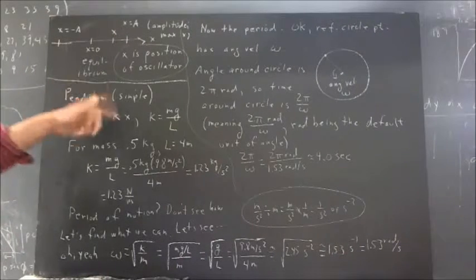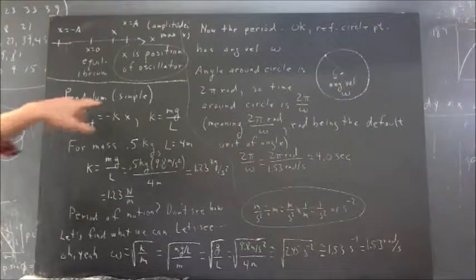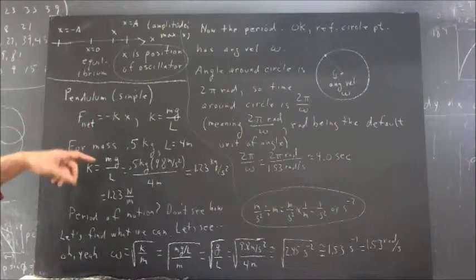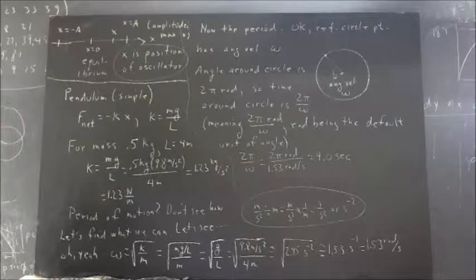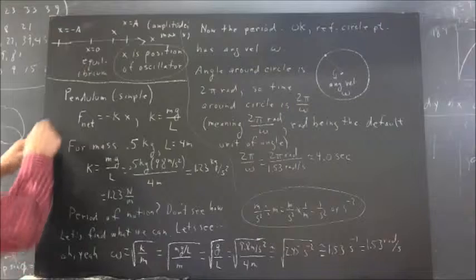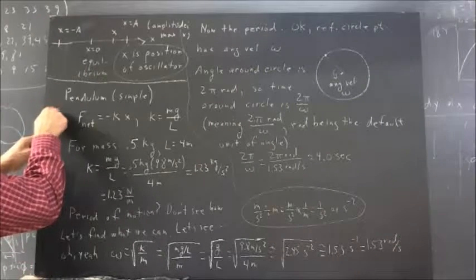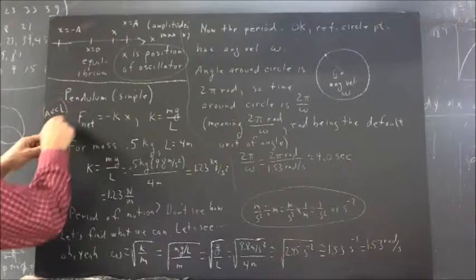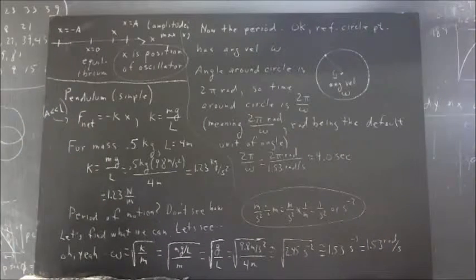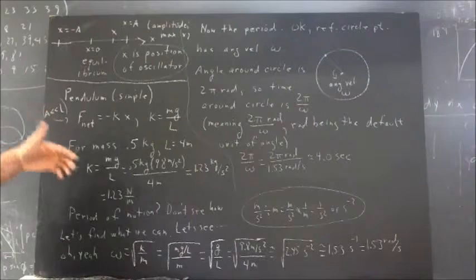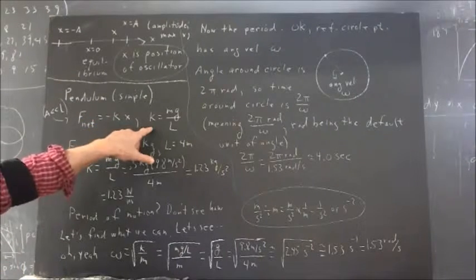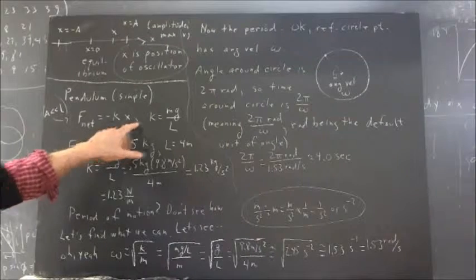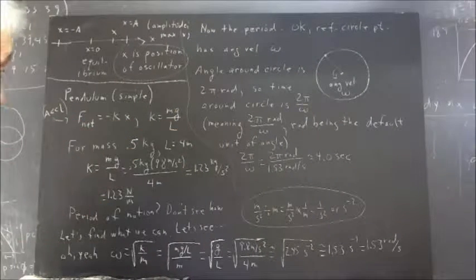Our first problem involves a simple pendulum. Now, we know that a simple pendulum has the net force F net equals negative kx. This is for small amplitude, for amplitude much less than length. And you'll recall how we use force diagrams and a little bit of trigonometry or similar triangles equivalently to get the idea that the net force is negative kx with k equal to mg over L in this case.